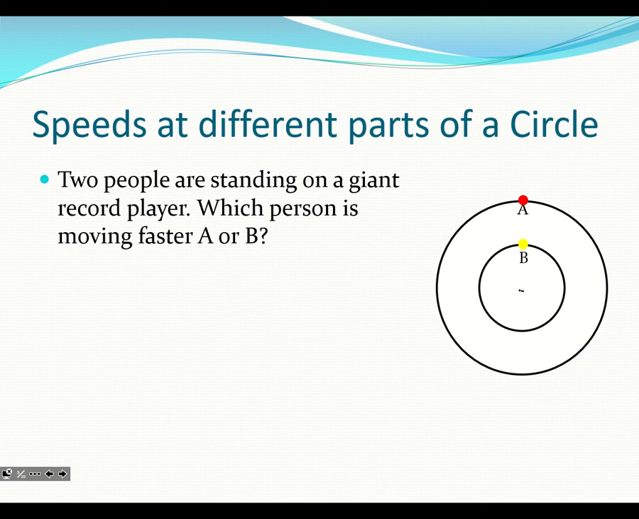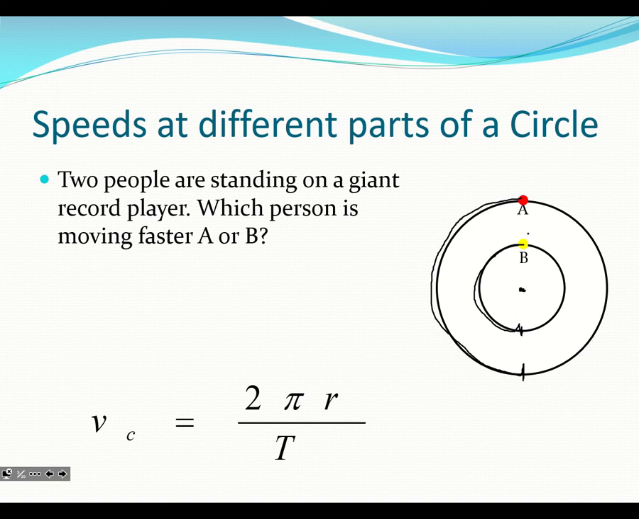And you're thinking, well, here's the center of the record. They're on the same record, so shouldn't they be moving at the same speed? Not exactly. That's not how it works with circles. So if we look at our formula, v_c equals 2 pi r over T, the time it takes B to get from here to here and the time it takes A to get from here to here has to be the same, right? A and B will always be lined up on the record, so they will always get to the same spot at the same time. So this period has to be the same for all of them.